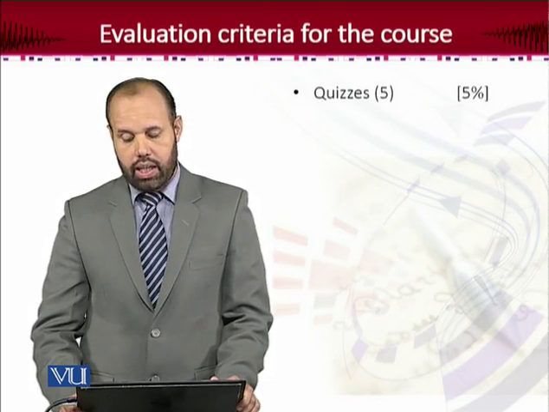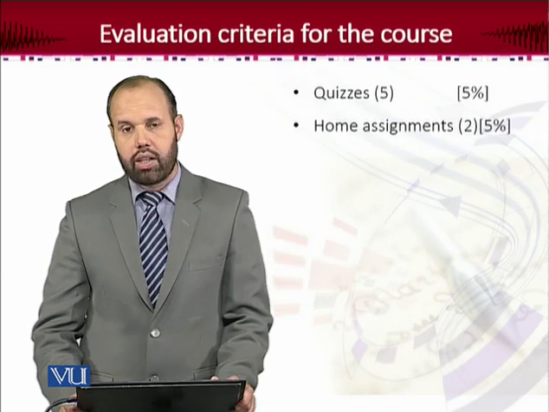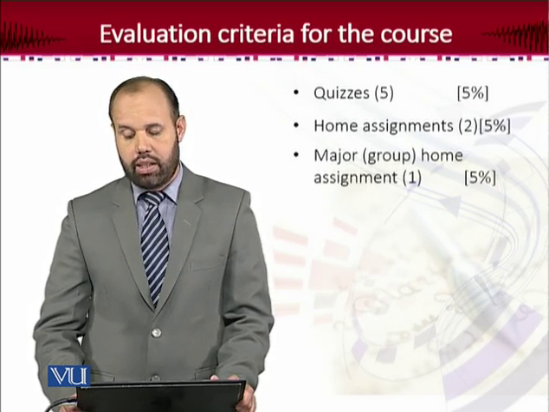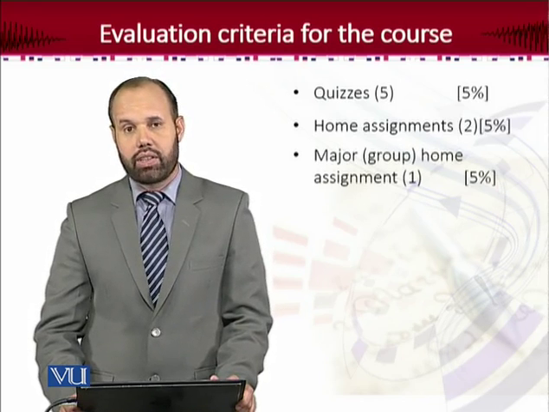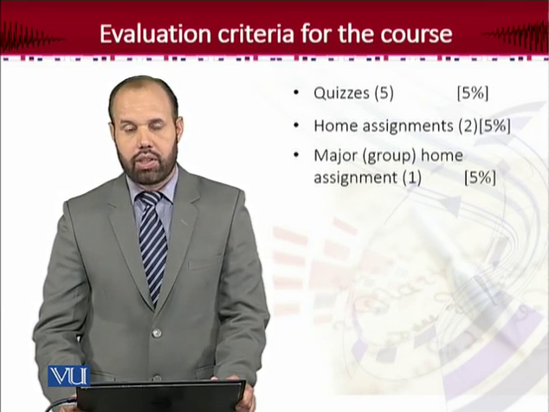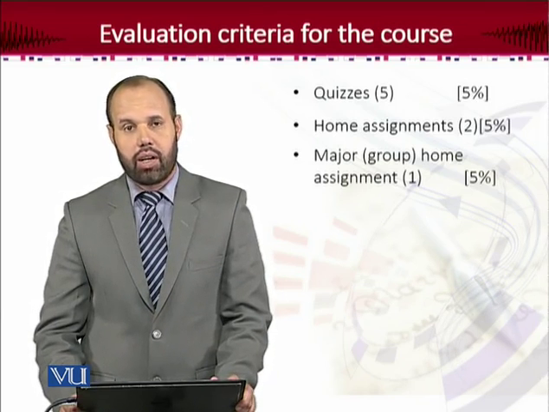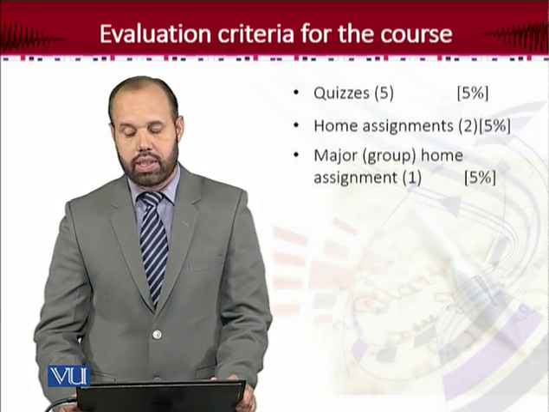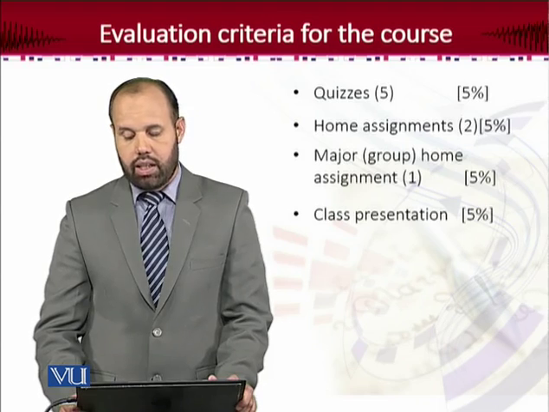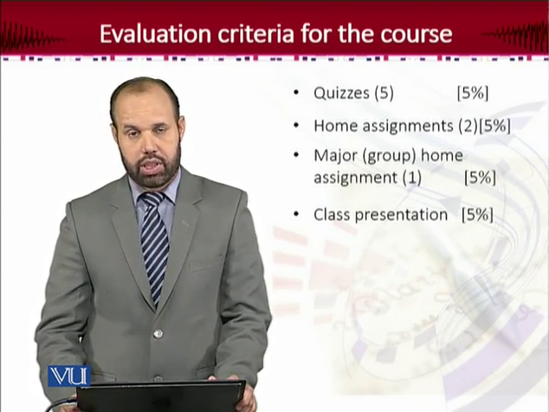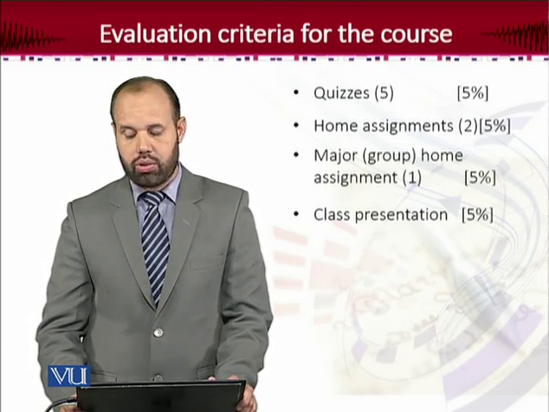And then there are 2 home assignments. The percentage is again 5%. And then 1 major assignment. That's also a home assignment, but it is going to be a group assignment. The marks given for this are 5% again. And then there is a class presentation. You would be doing some class presentations. So that's also 5%.